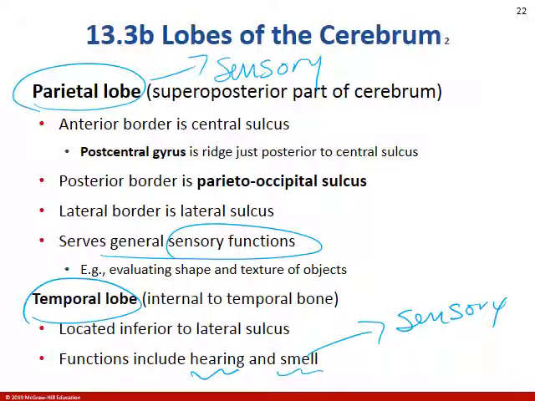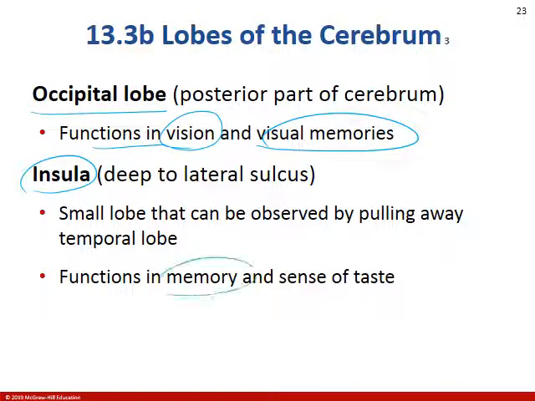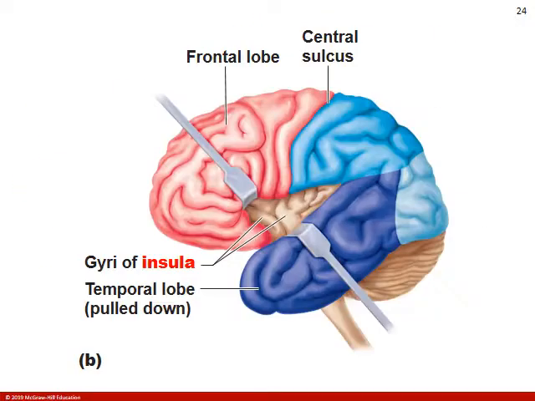So all of the messages about hearing and about olfaction, or smell, are going to go to the temporal lobe to be analyzed. The occipital lobe functions in vision and visual memories. And then the insula functions in memory and the sense of taste. So this is again also having some sort of sensory function.